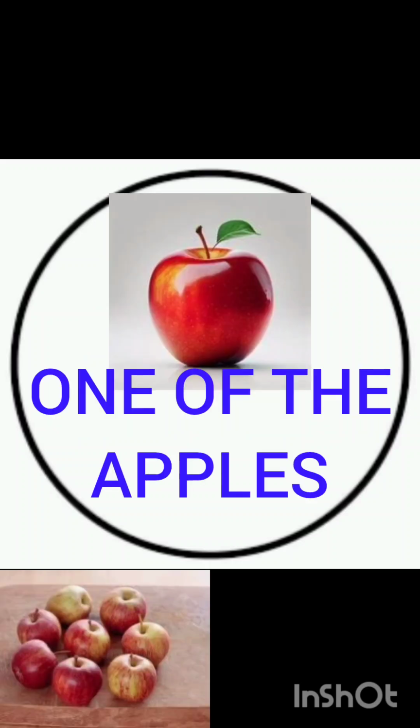Look at the picture. There is only one apple in the circle, so you have to say one of the apples. One of the apples. The word one refers to a quantifier. How to say? Again you have to say one of the apples.